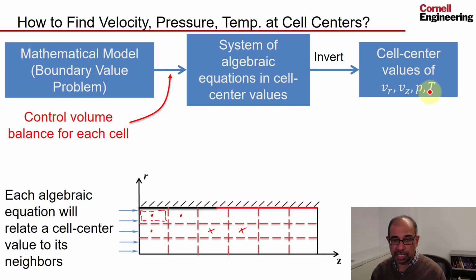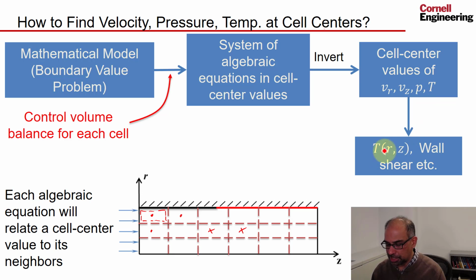And then once you have the algebraic equations, you can invert it to find the cell center values of our velocity and pressure. And there's a complication here that these equations are nonlinear, so we have to linearize them. I'll get to that. And then once we have the cell center values, we can determine the temperature everywhere, wall shear, etc., through post-processing just by interpolation or interpolation and differentiation.